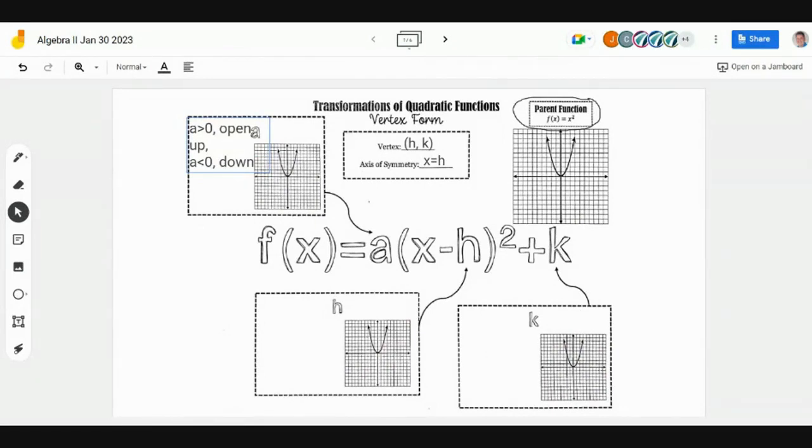If you put anything out in front, even if it's the negative 1, it's just the negative x squared, it would reflect it downward.